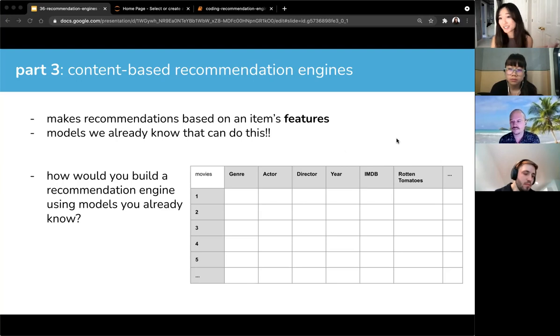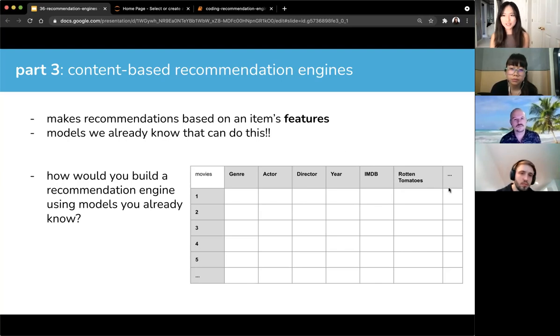Finally, you can also do clustering here. I think clustering is something that y'all talked about maybe a couple topics ago. You can cluster your movies, and if you know that someone likes something in one cluster, just recommend something from that other cluster. So using a lot of the tools that we already know, you can actually build content-based recommendation engines already.